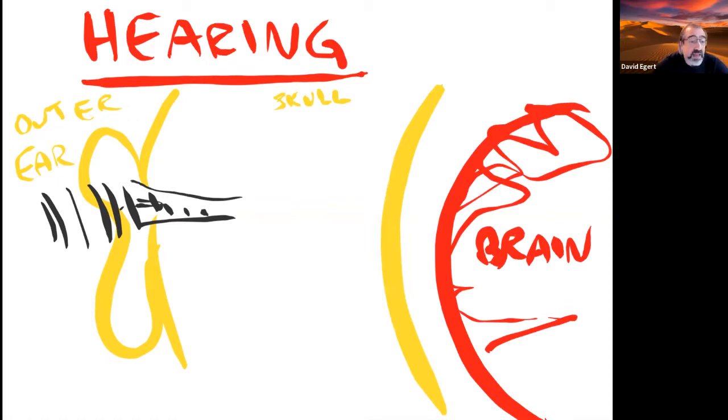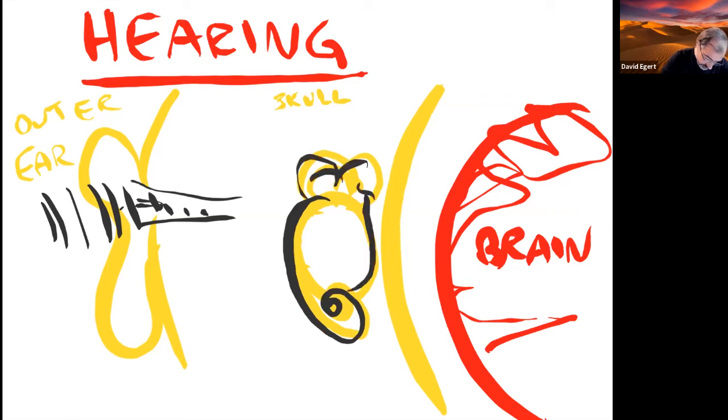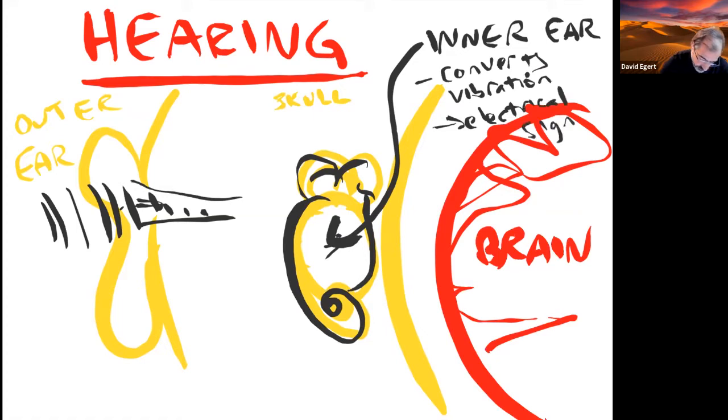So the thing that is going to actually convert the vibration into an electrical signal is in what's called the inner ear. Don't worry about the detail of it right now. It includes the cochlea. So this part here that I've just drawn, this is my inner ear. This little thing here is going to send a message to the brain.